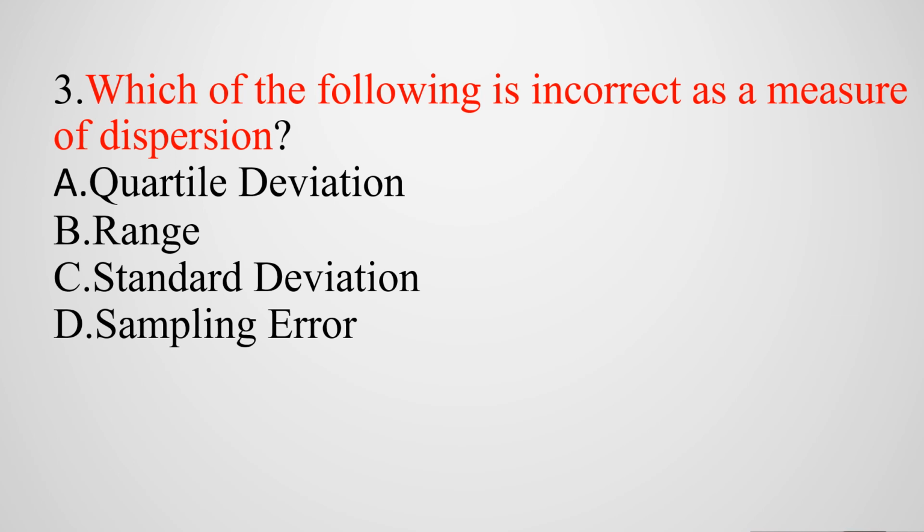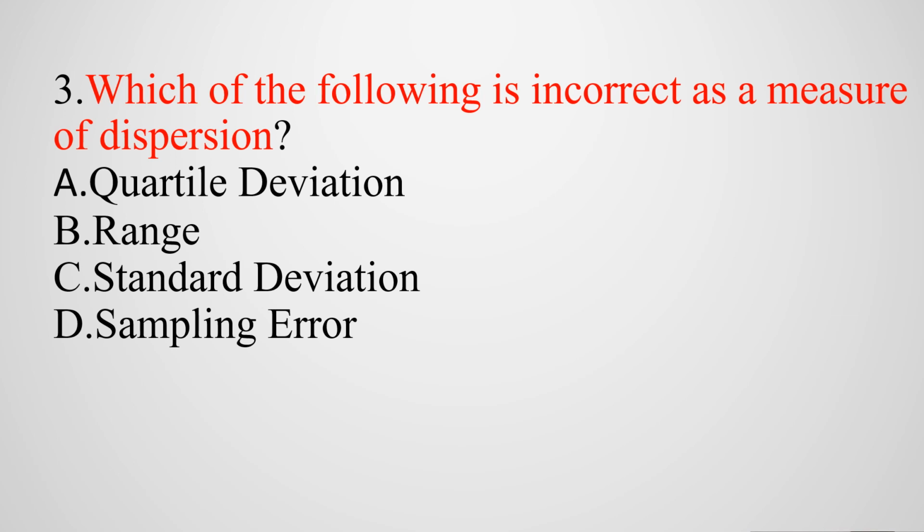What about the range? Range is the simplest measure of dispersion and represents the difference between the maximum and minimum value in the data set. Third one, that is standard deviation. Standard deviation is a widely used measure of dispersion that quantifies the average amount of variation or deviation of the data points from the mean. It means average. Fourth one, that is sampling error.